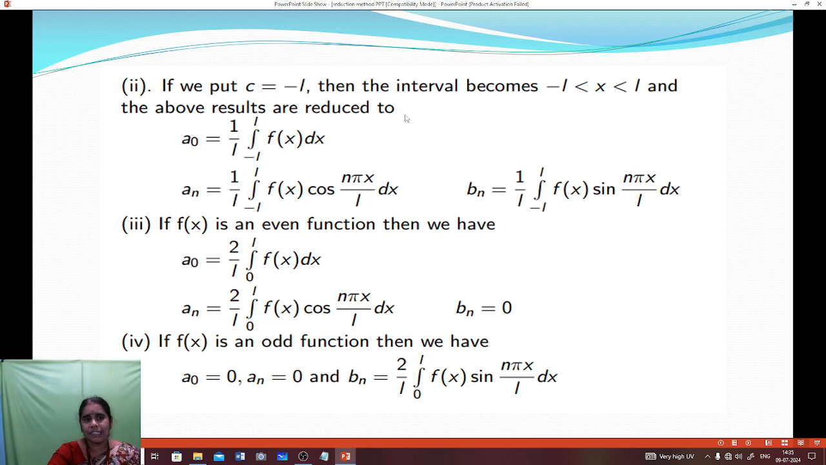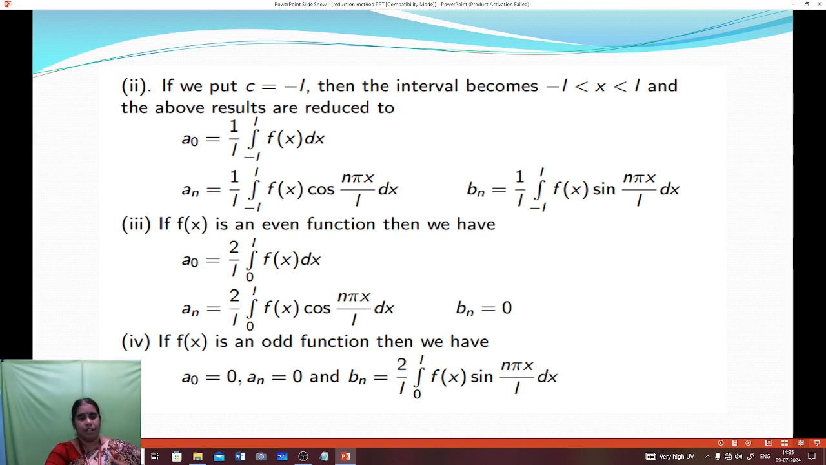Suppose our c takes the value of minus L, then our interval becomes minus L to plus L. In that case, we have 1 by L integral minus L to plus L f of x dx, 1 by L integral minus L to plus L f of x cos nπx by L dx, and 1 by L integral minus L to plus L f of x sin nπx by L dx. These are the two intervals.